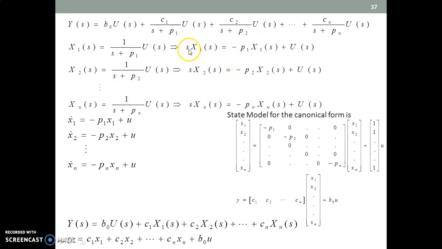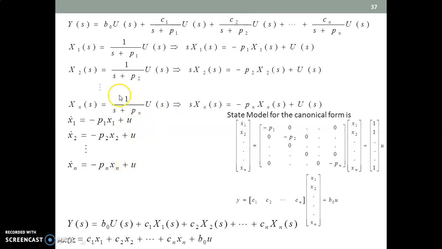Now, s into x1 is nothing but x1 dot, that is a first order differential equation. So x1 dot equal to minus p1 into x1 plus u, x2 dot equal to minus p2 x2 plus u, and so on. xn dot equal to minus pn xn plus u. The same, only simplifying in this way.